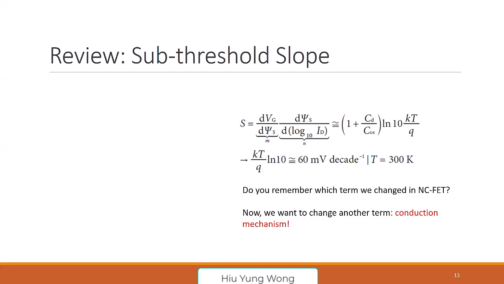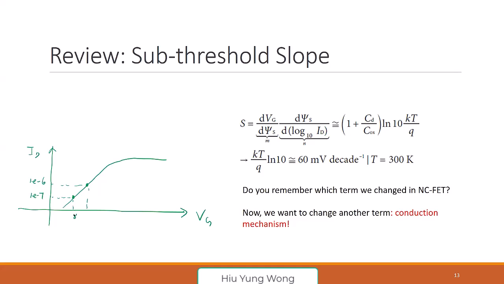How much voltage? The amount of voltage you need to increase in order to increase the current by 10 times. For example, from here to here. Let's say this is 1e minus 7. This is 1e minus 6. And then maybe this is 80 millivolt. Then the subthreshold slope is 80 millivolt per decade.